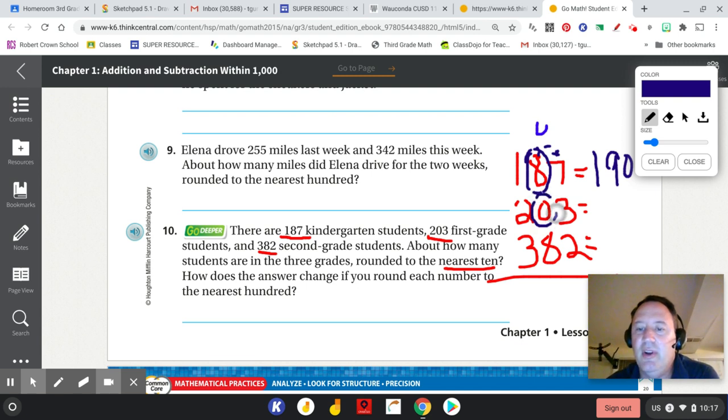Now I have 203. Well, there's the number in the tens column. I look next door. That tells me to keep it the same, so it's 200. And now I look over here. There's in the ones column, I'm gonna put the 3 here. So what does 82 round to? 80.